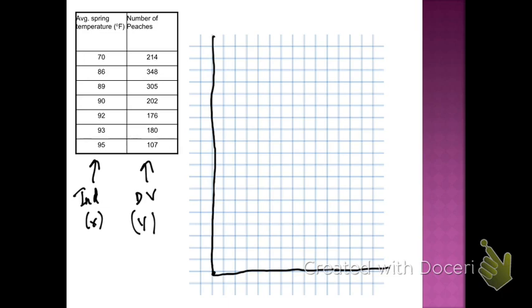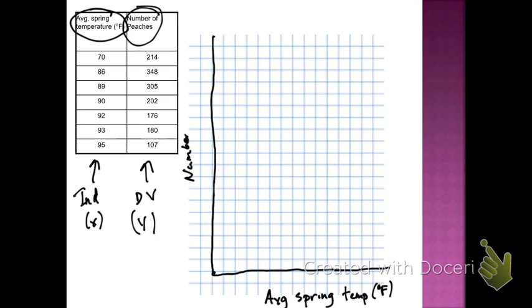So our independent variable, we're going to label. So this is the average spring temperature in degrees Fahrenheit. And then the number of peaches, that's on your y-axis. That's your dependent variable. So I'm going to put number of peaches. All right. So if you look, the average spring temperature, the highest is like 95. Do you see that? And the lowest is 70.